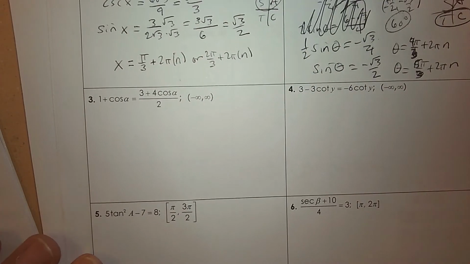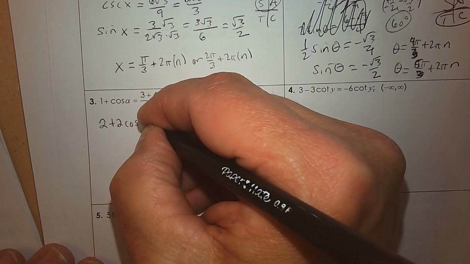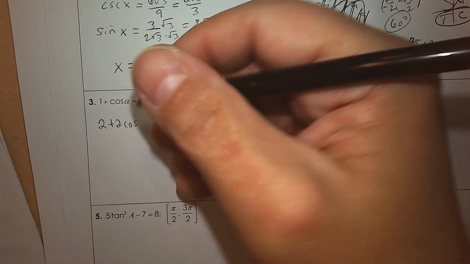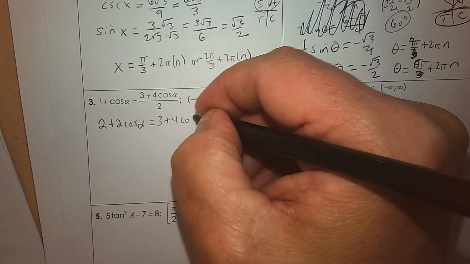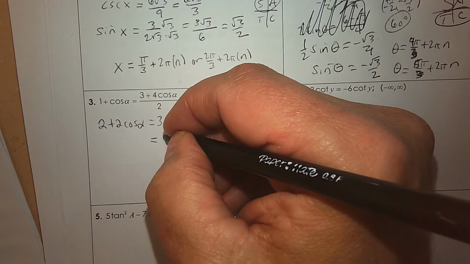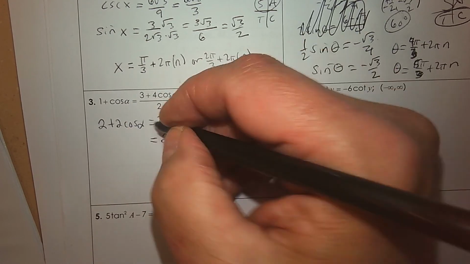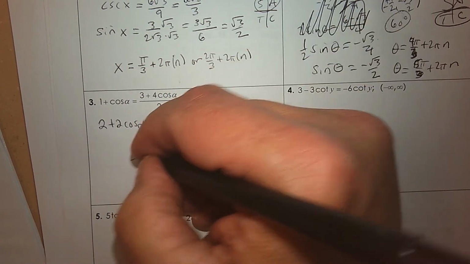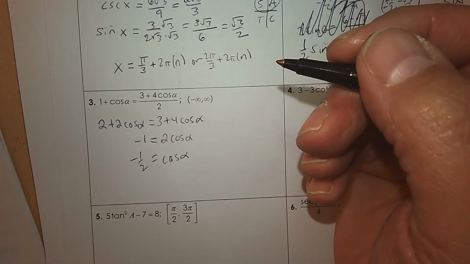That's alpha. So we're going to multiply everything times 2 to begin with. Then we're going to combine like terms. So I'm going to subtract 2 to the right side, so 4 subtract 2 is 2 cosine alpha. And I'm going to subtract 3, and 2 subtract 3 is negative 1. Then divide, and I get cosine alpha is negative a half.